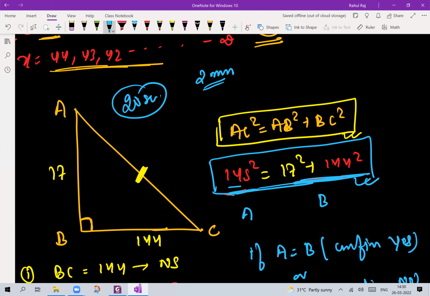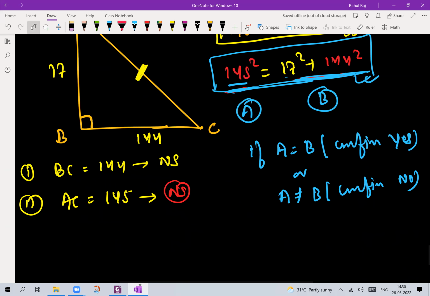You know that the value of 145 square is A. You know the value of 17 square plus 144 square is B. Now there could be only two scenarios. Either A can be equal to B or A cannot be equal to B. If A is equal to B, it's a confirmed yes answer. If A is not equal to B, it's a confirmed no answer. So in both the cases, we have an answer. So I can straight away mark answer C without even solving them.